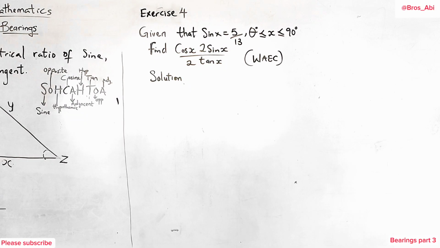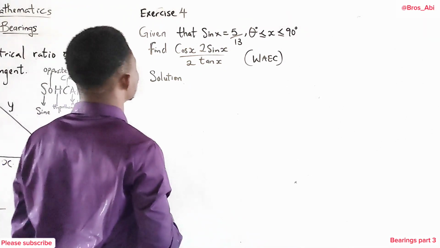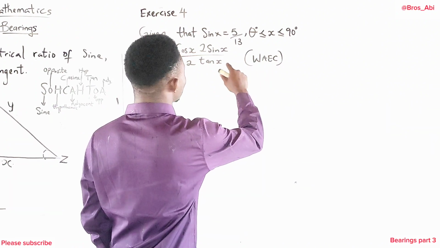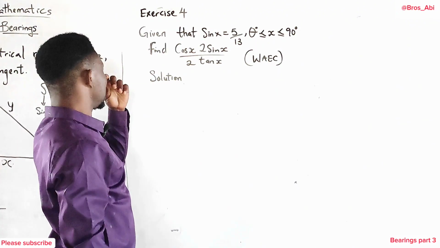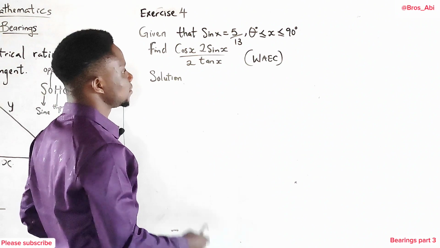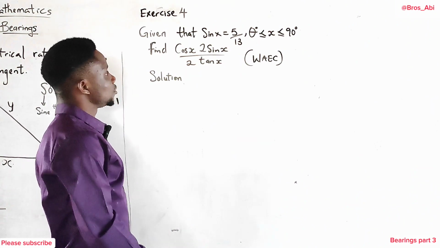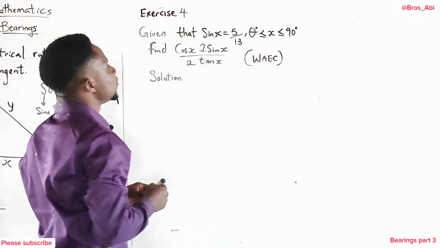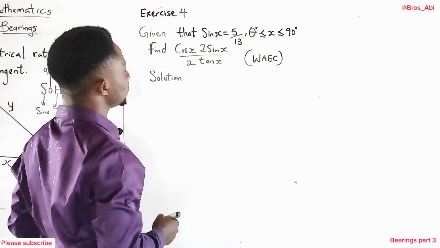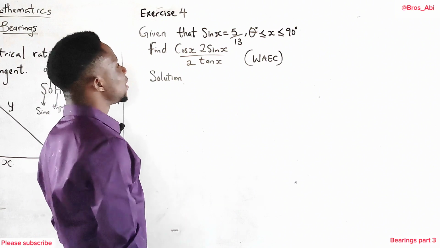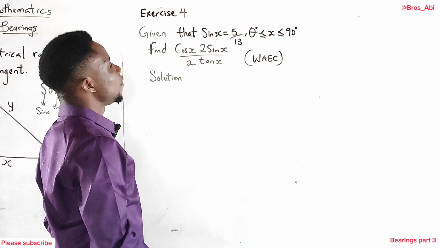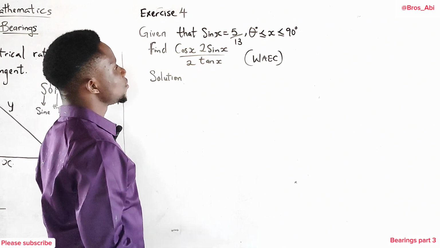All right, here is another question, exercise 4. This question is adapted from WAEC, though I don't know the year, but it's as stated in the textbook that I am using. It says, given that sin x equals 5 over 13, where the angle is 0 degrees less than or equal to x, and x is less than or equal to 90 degrees.